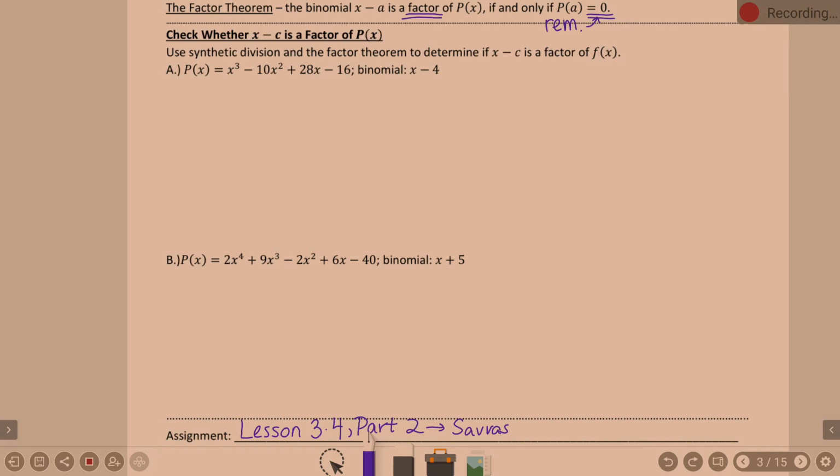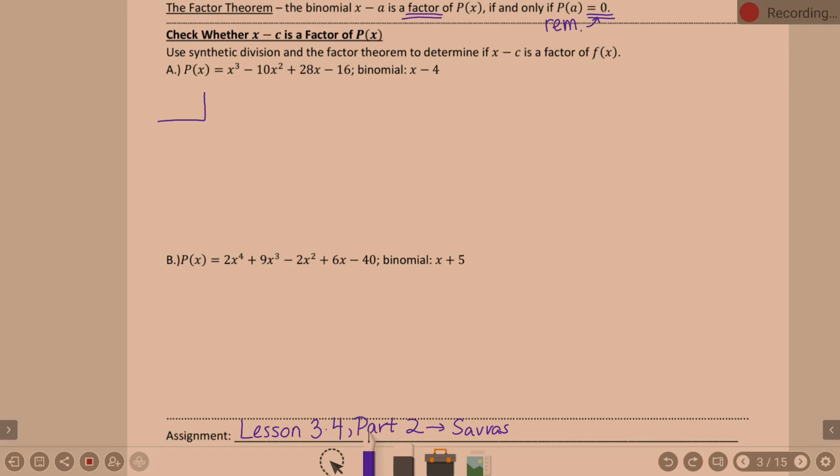Okay, so use synthetic division and the factor theorem to determine, is this a factor? So in A, they give us P of X, and then they give us the binomial X minus 4. We want to know, is X minus 4 a factor? So to know, I want to know, is the remainder 0? How would you like to find the remainder? Synthetic division sounds like a grand idea. Okay, quickly, what goes in the box? 4.